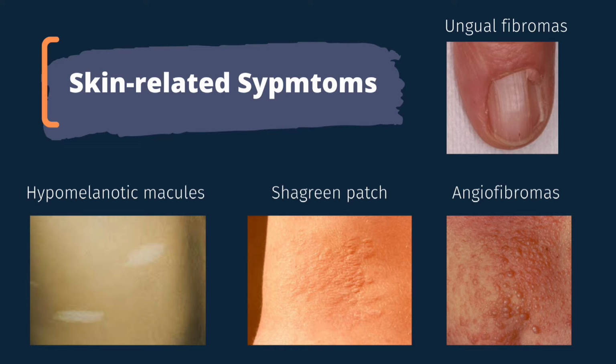And then there's ungual fibromas, which are flesh-colored papules around the nail bed, and this is found on the upper right corner of the screen. And there's angiofibromas, which are benign, non-cancerous tumors, which appear as small red bumps and are usually found on the face, specifically the nose and cheeks.